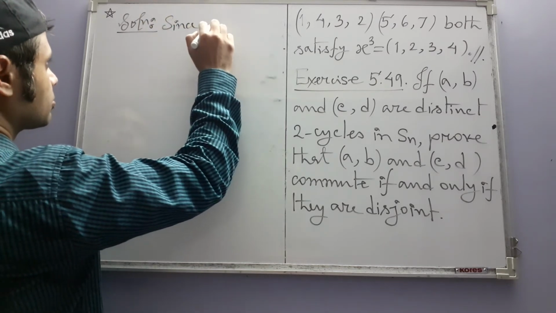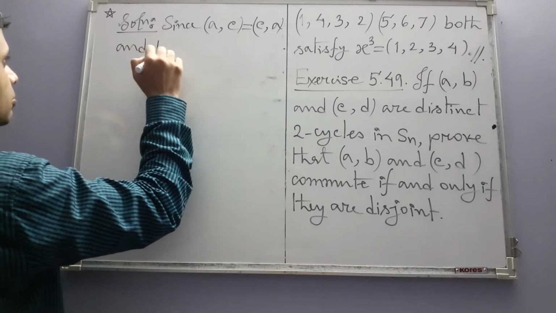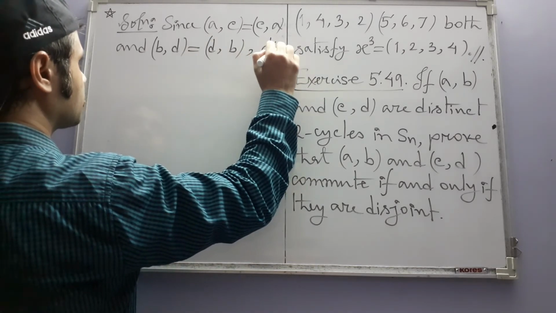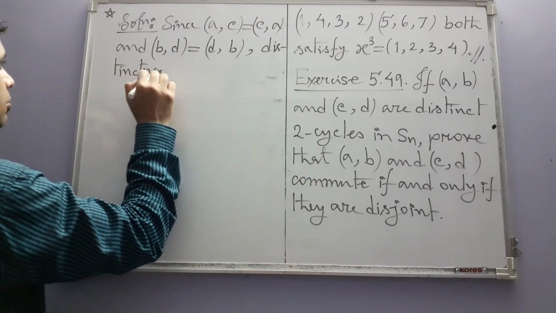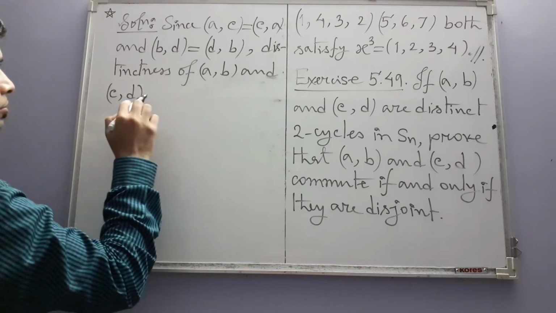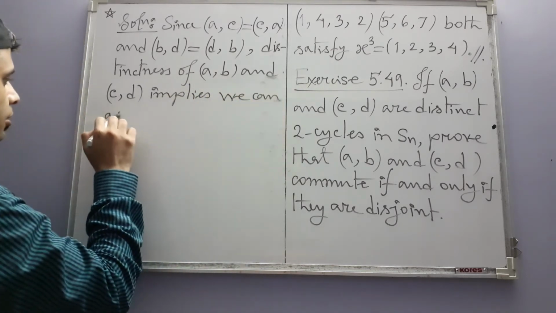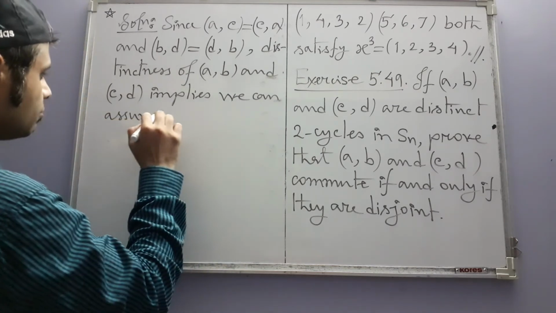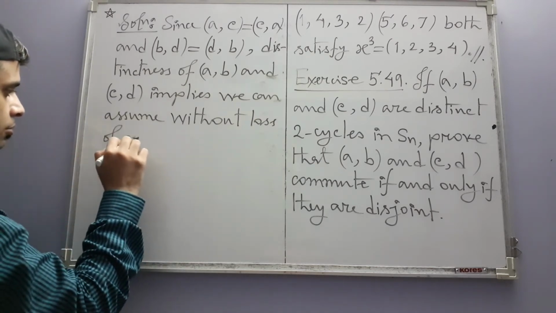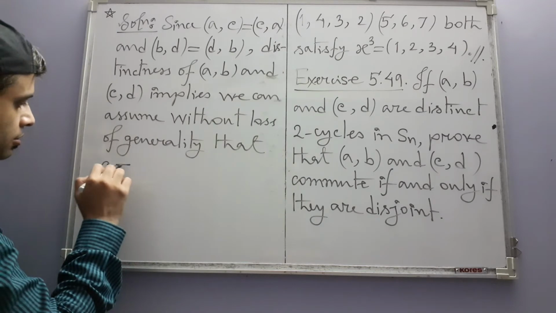Since AC is the same as CA and BD is the same as DB, distinctness of this and this implies we can assume, okay, this has become a long sentence, but anyway, we can assume without loss of generality that A is different from C.